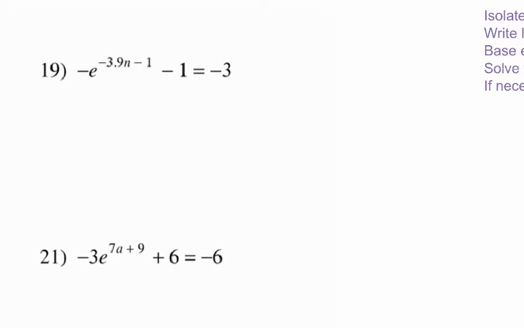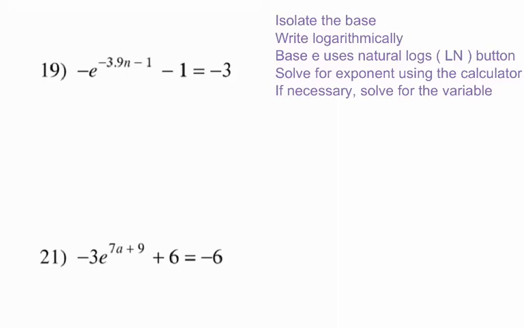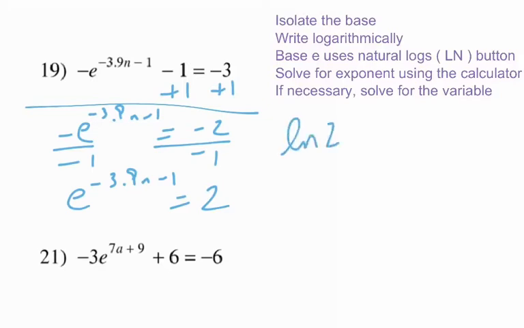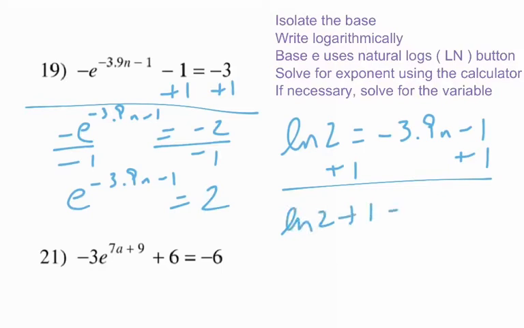So number 19, again, these notes are exactly the same, I just made them a little bit smaller. But I'm going to add 1 to both sides. So I have negative e to the negative 3.9n minus 1 is equal to negative 2. I'm going to divide by negative 1. e to the negative 3.9n minus 1 is equal to positive 2. I'm going to write this with an ln. So ln of 2 is equal to negative 3.9n minus 1. I'm going to add 1 to both sides. And then I'm going to divide by negative 3.9.